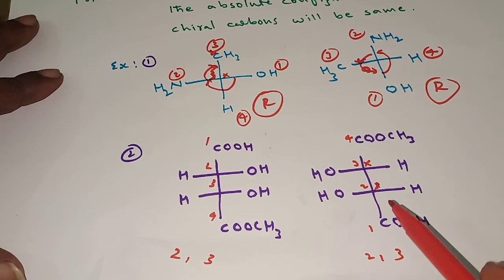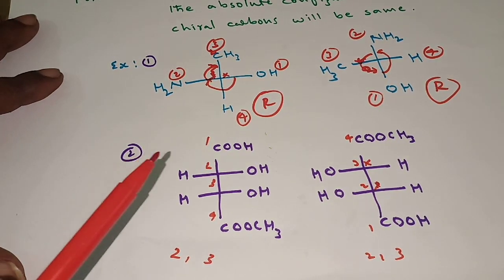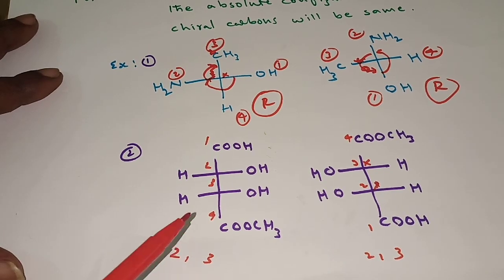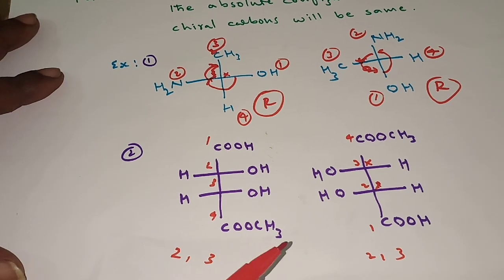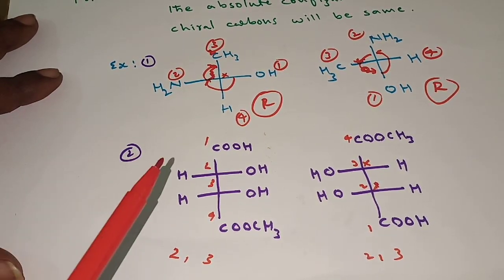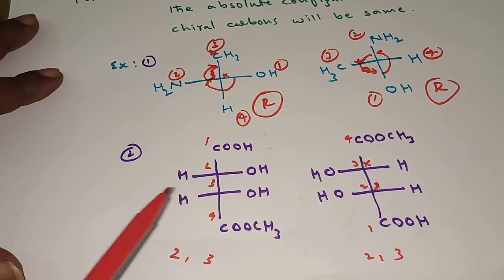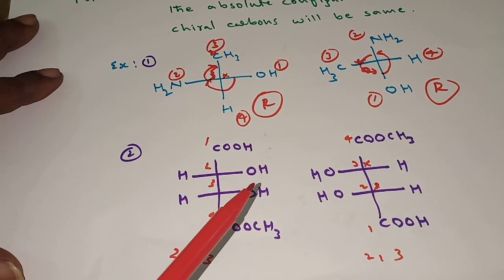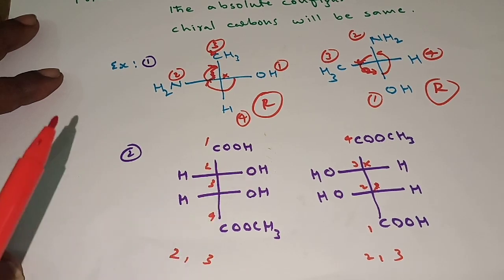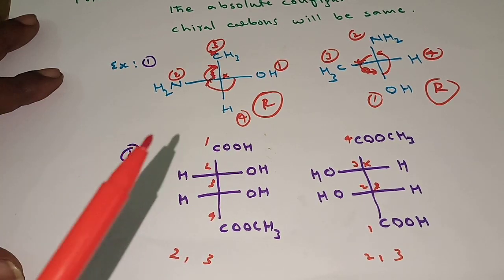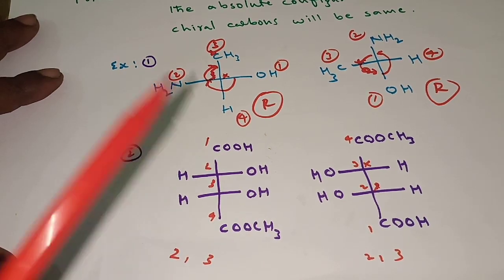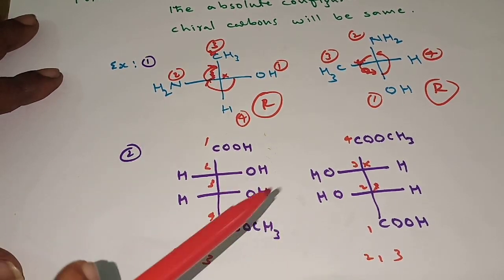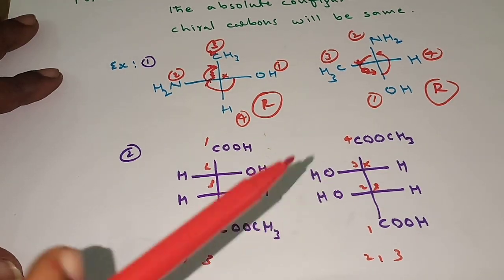Now, what do you do here, guys? Give the absolute configuration first, and after that compare the second carbon and third carbon, the same chiral centers of the two compounds. If the absolute configuration is the same, they will be identical compounds. If at the same chiral centers the absolute configurations are exactly opposite, they will be enantiomers, as we discussed.